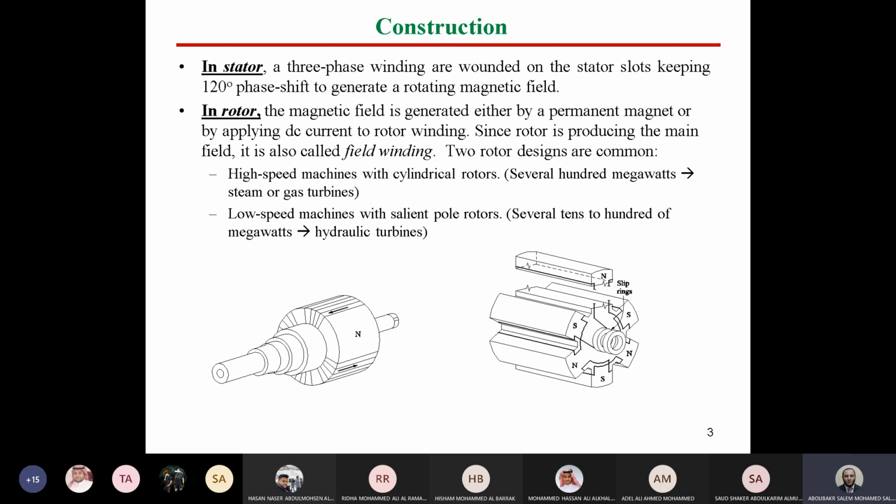Actually, most of the generators here in Saudi Arabia, maybe more than 90%, are cylindrical type. Rarely can you find salient pole here because no wind energy is provided now in the kingdom, and the hydro turbines are also not there. So you can find very few salient pole machines here in Saudi Arabia. However, with the penetration of renewable energy in our grid, you may find this type of generator soon, inshallah.